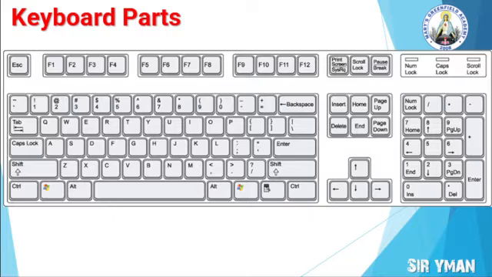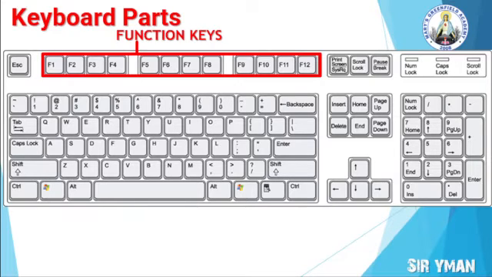Again, so this F1, F2, F3, F4 until F12, they are called the function keys. Everyone, function keys. Okay? Nakamute nga pala kayo. Function keys. Right, they're called function keys. Then next one, over here, itong part na to, you can see insert, home, page up, delete, end, page down, then the arrow keys.